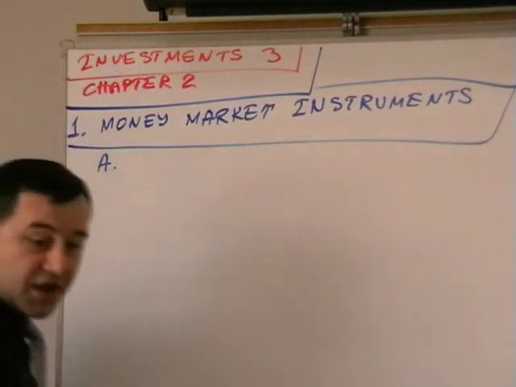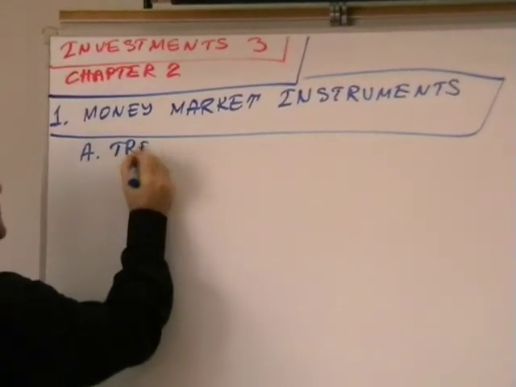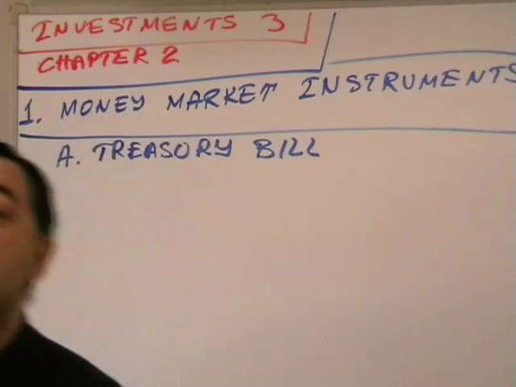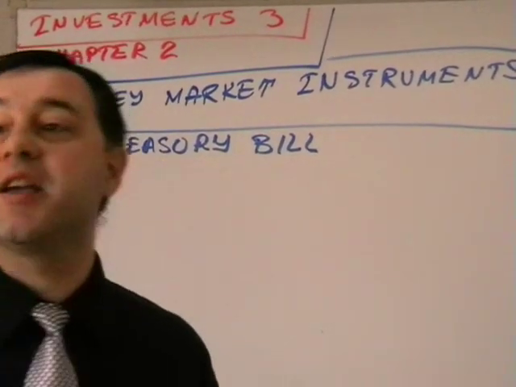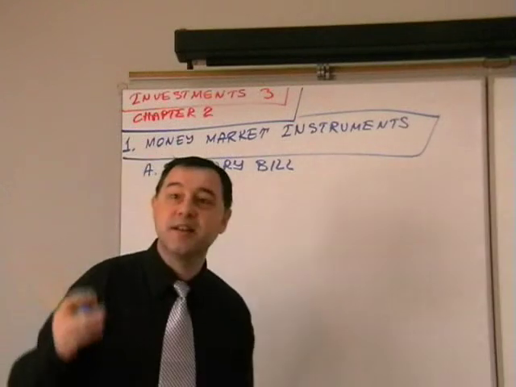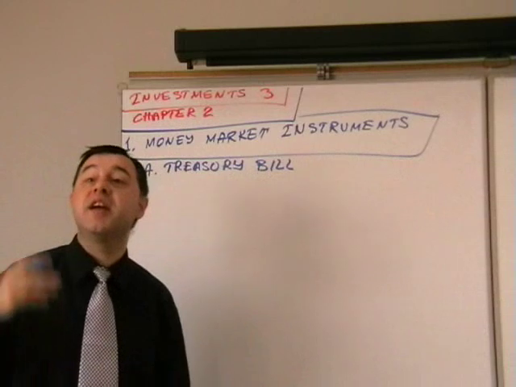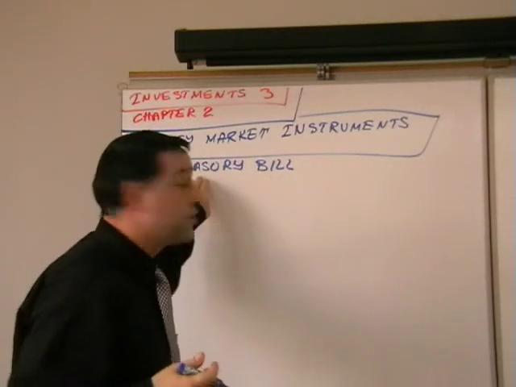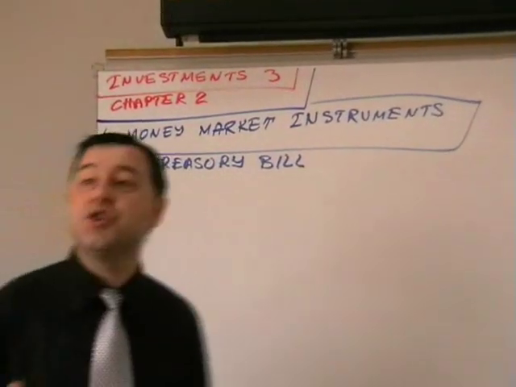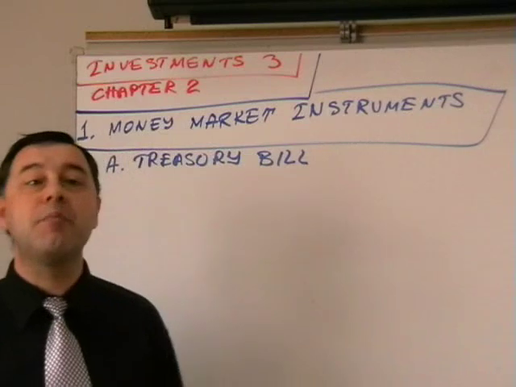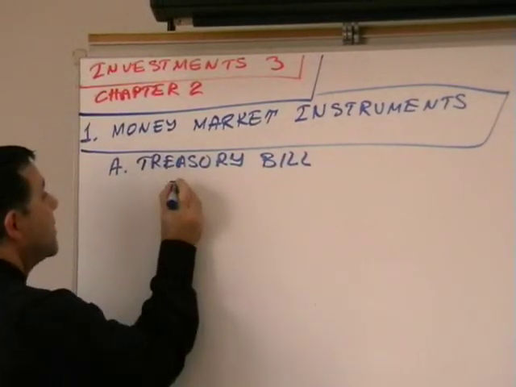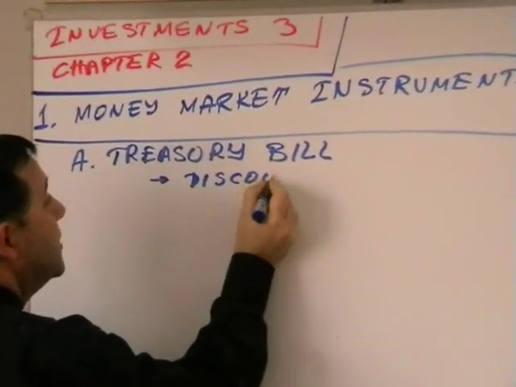The first big one is treasury bills. A treasury bill is a money market instrument. It is a liability of the government, in this particular case the U.S. government. It usually has a maturity of less than 1 year. Most commonly, it has a maturity of 1 month, 3 months, or 6 months. One of the key characteristics is that it is sold at a discount.